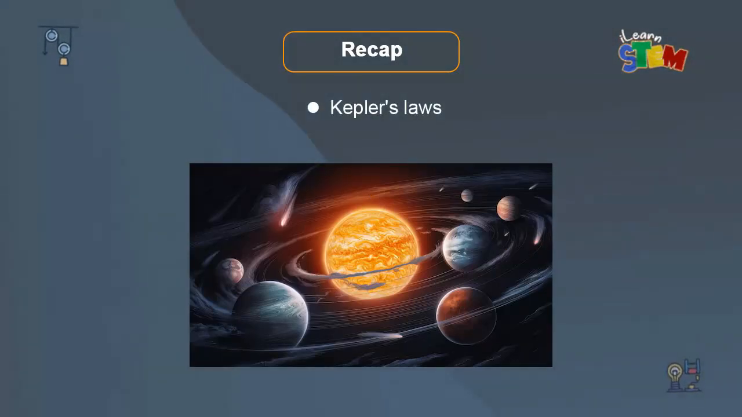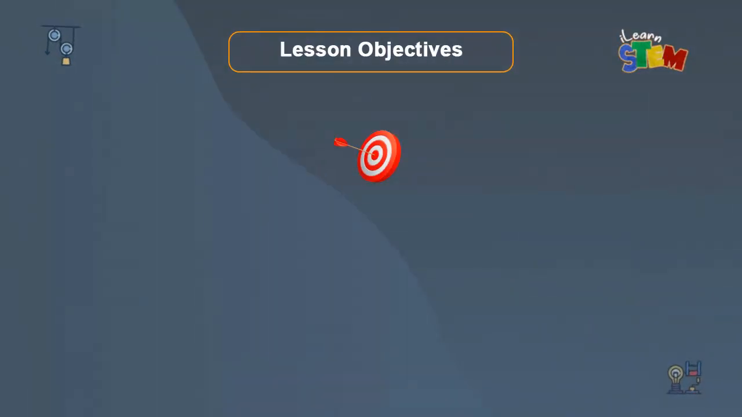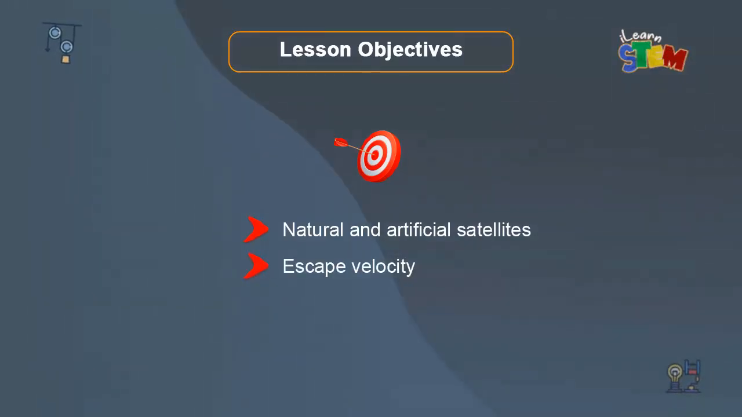Finally, we learned about Kepler's laws of planetary motion, which help us understand the relationship between a planet's distance from the Sun and how long it takes to complete one orbit. Today's goal is to explore the concept of natural and artificial satellites, as well as their escape velocity.